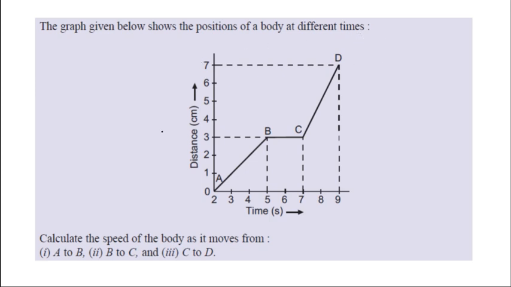Now this graph, when you look at this, you have to first see what the y-axis represents and what the x-axis represents. Y again is distance and x is representing time. So there are some questions which are given. Calculate the speed of the body as it moves from A to B, then B to C, and third one is C to D. These two graphs are very important as far as your examinations are concerned. After all, this is related to the chapter called motion, right?